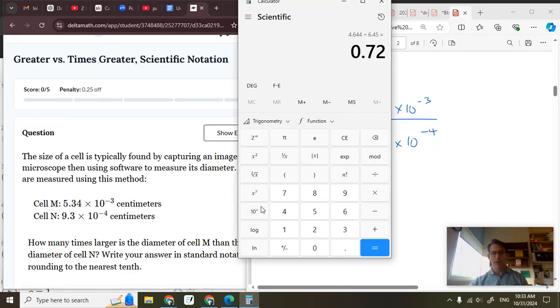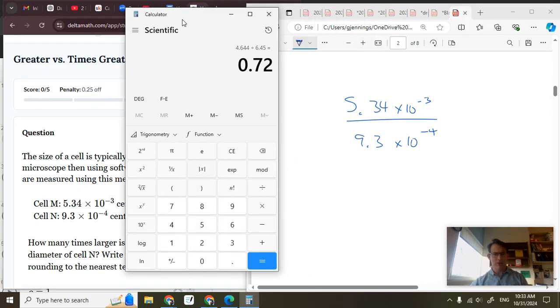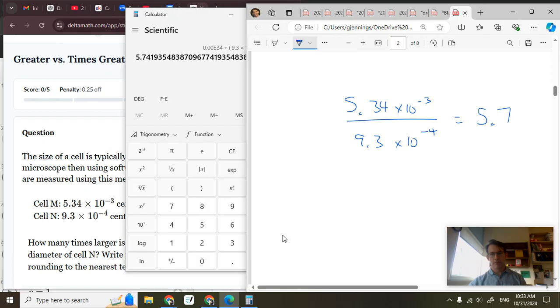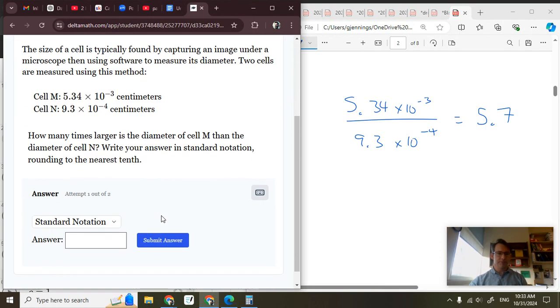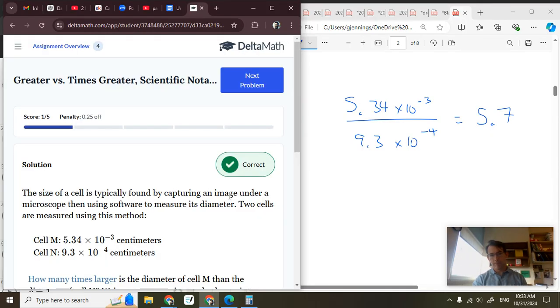And then this one, let's just, you can just do all these on a calculator, right? Sure, 5.34 times 10 to the negative 3 equals that, divided by, put it in brackets, 9.3 times 10 to the negative 4, and the bracket equals 5.7 times bigger. All right? So it's 5.7. Cool, submit. Okay, next problem.